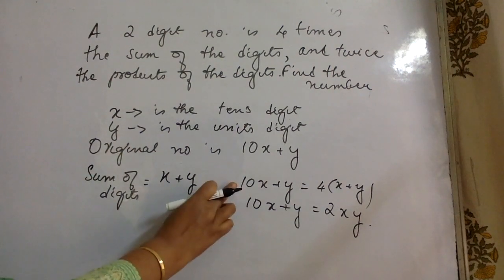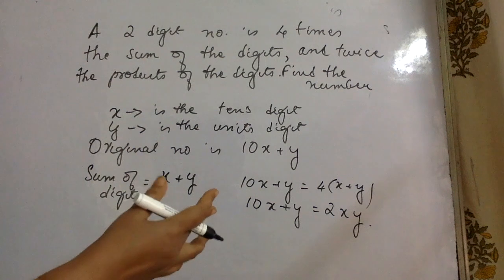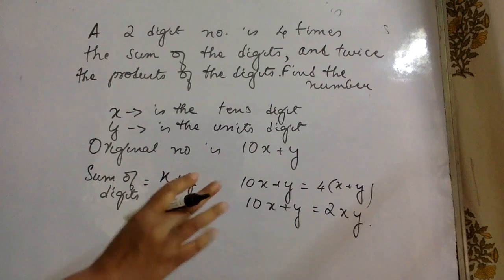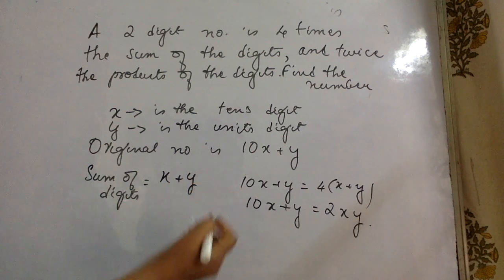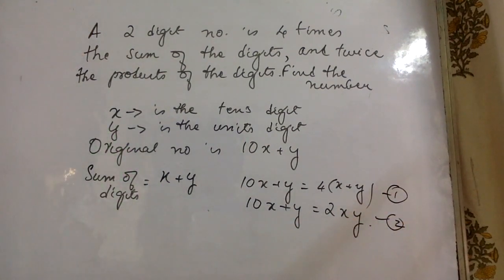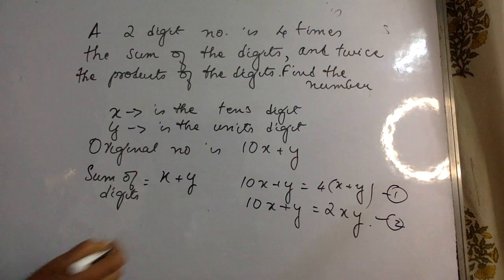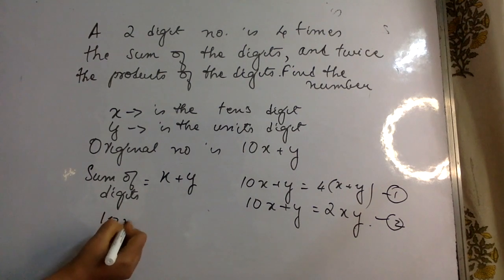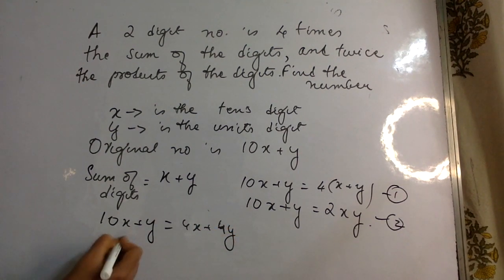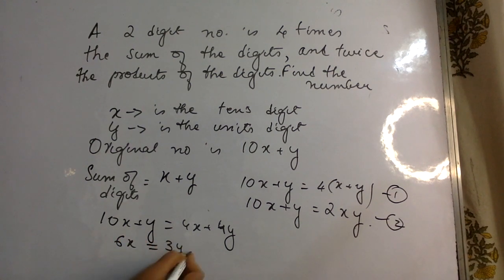So here we have two equations. We have to eliminate one variable and get the whole thing in just one. Out of x and y you have to eliminate any one variable. So if I work on equation 1 and equation 2, I get 10x plus y is equal to 4x plus 4y. That gives me 6x is equal to 3y. So y is equal to 2x.